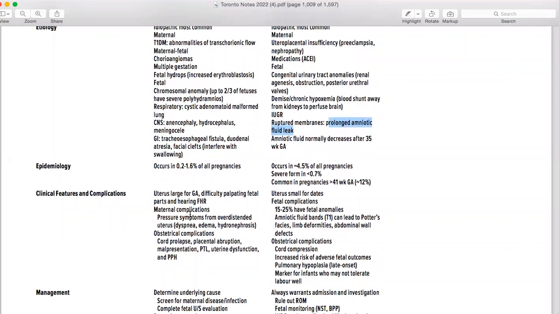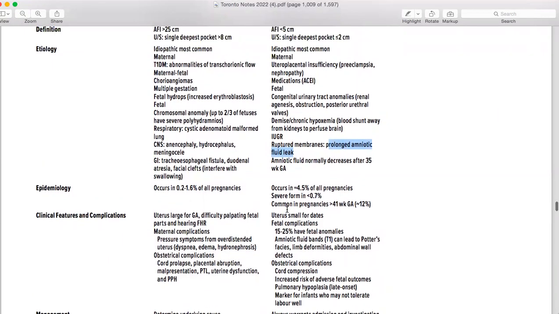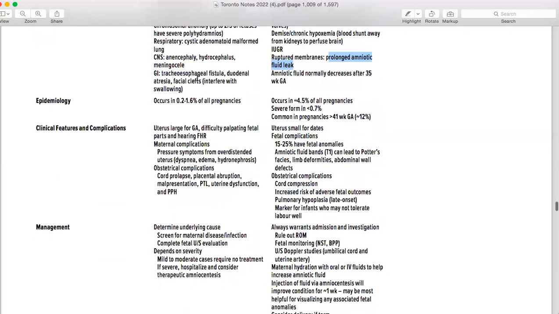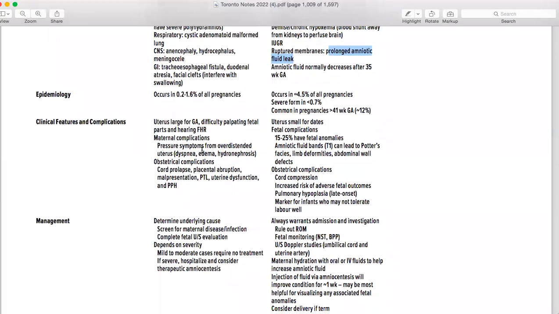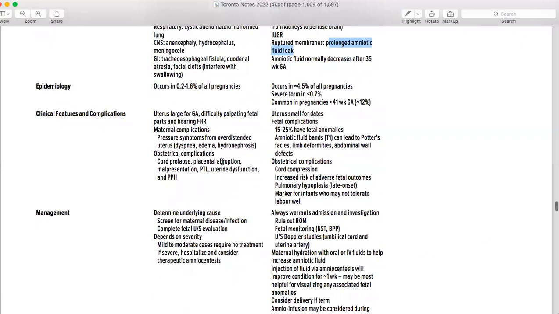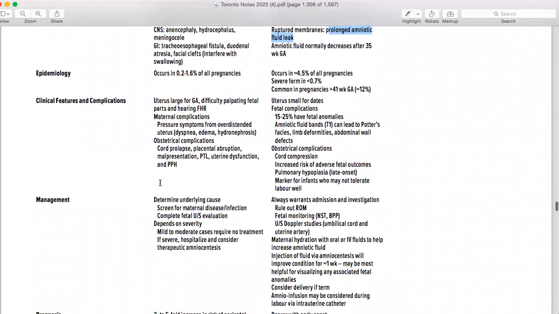Fetal outcomes, hypoplasia. One of the things not mentioned here, I would say you need to know, is in oligohydramnios, which genetic defect is common, and in polyhydramnios, which genetic defect is common. I don't think it's mentioned here, so you can read it from the medical genetics chapter. It is written over there which one is common in which. Then in this one, there is a lot of fluid. So what happens is edema, dyspnea, hydronephrosis, cord prolapse, placental abruption, malpresentation, preterm labor, uterine dysfunction, and postpartum hemorrhage.